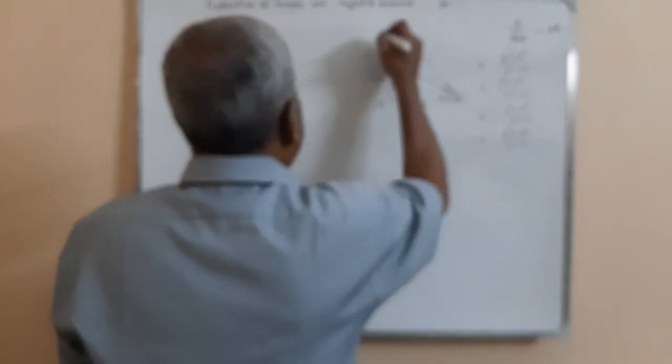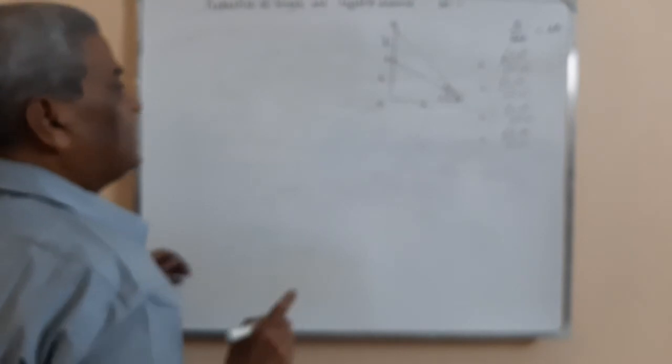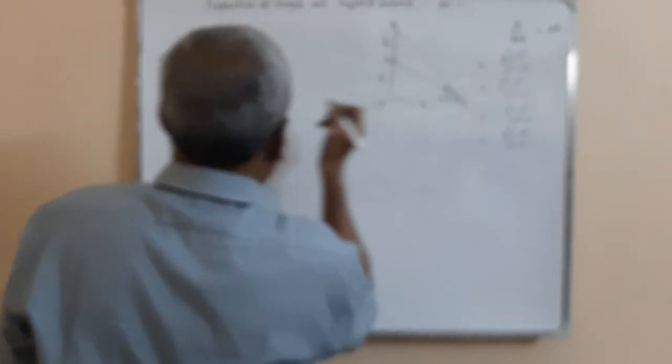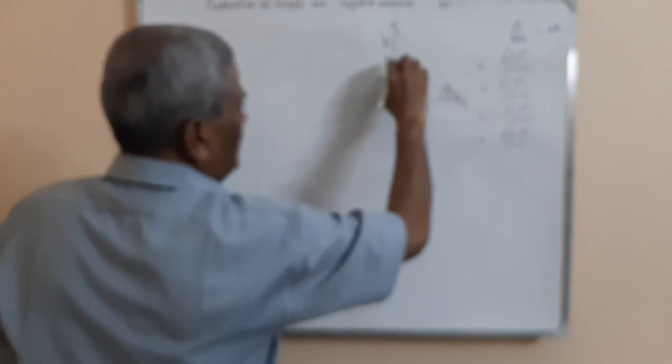We have to find H. The value of H is this or that. So in triangle ABC, say AOC, this is a right angle triangle. This is base. This is angle A. This is height. So we get tan alpha is equal to B by A.